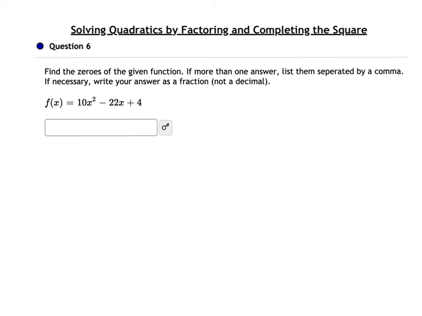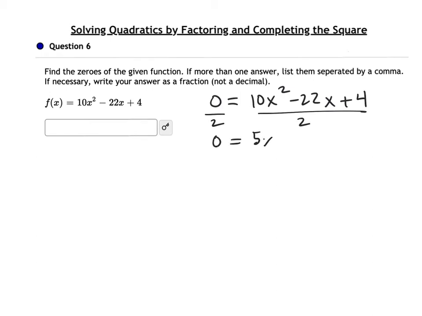We can complete the square on this one, or we could see if it factors. Notice that there is a GCF and everything. When I have 0 equals 10x squared minus 22x plus 4, our equation has a GCF of 2. We could pull that 2 out, or this is an equation that's equal to 0, so I can just divide both sides by 2. 0 equals 5x squared minus 11x plus 2.